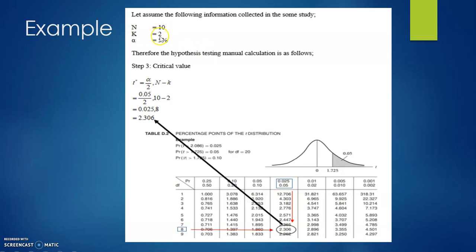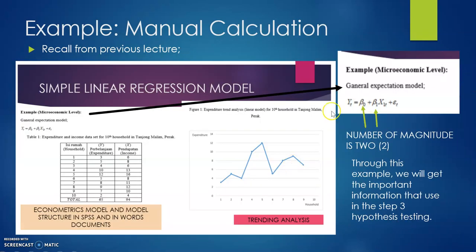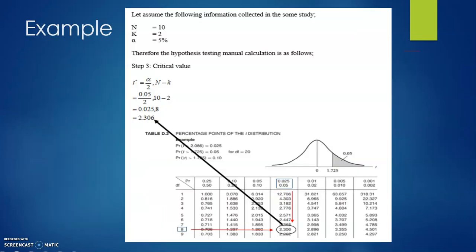K is equal to 2 because the study uses a simple regression model. When you use a simple regression model, the number of magnitudes is 2. So k equals 2 because this is a simple linear regression model. So let's assume that the given alpha is 5%. Therefore, the hypothesis testing manual calculation is as follows.